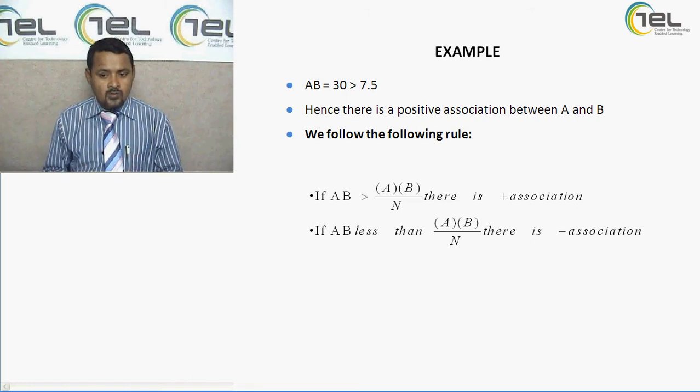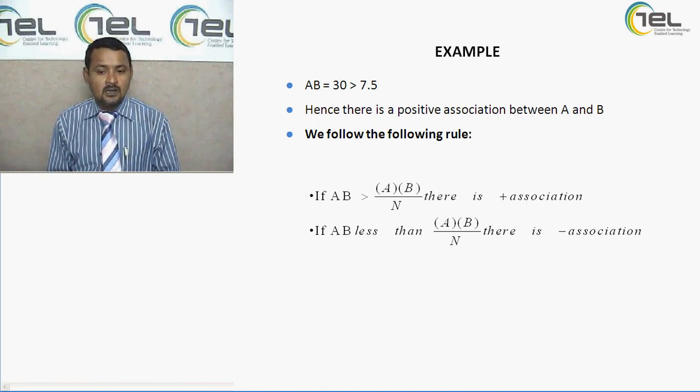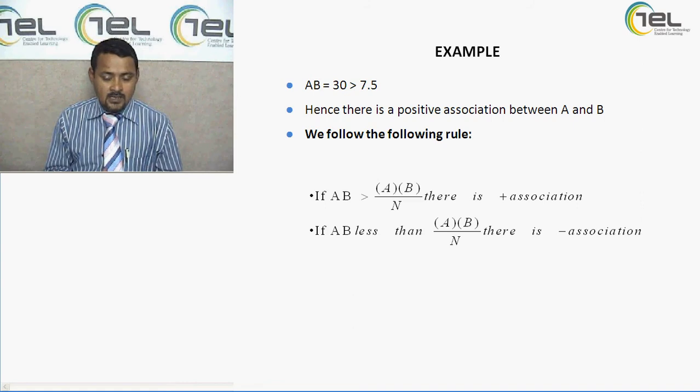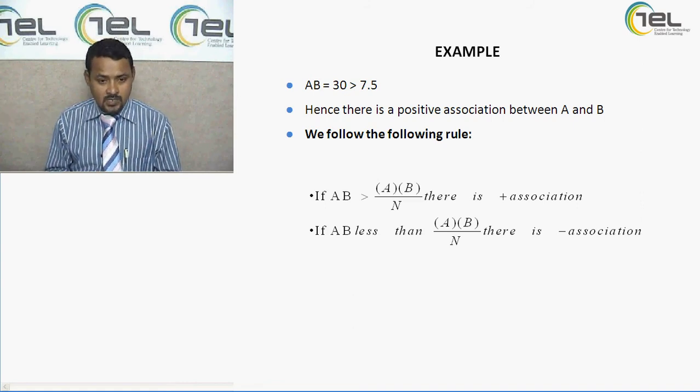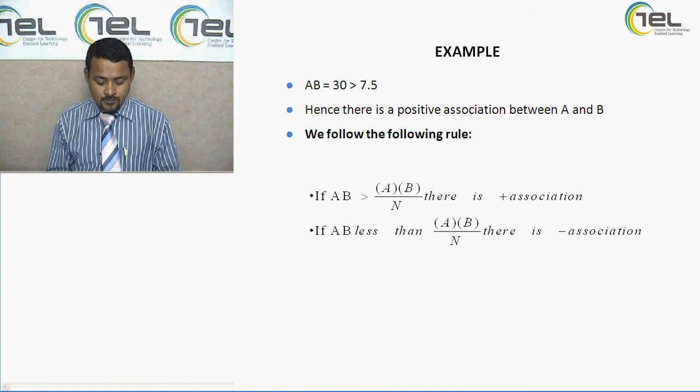We follow the following principles. (AB) must be compared with (A) into (B) divided by N. If (AB) is greater than (A) into (B) divided by N, then there is a positive association. If it is less than, there is a negative association. Because (AB) is 30 and it is greater than 7.5, there is a positive association between A and B. So we conclude that the expected values are less than the observed values. So observed values are in positive relationship with the expected frequencies.